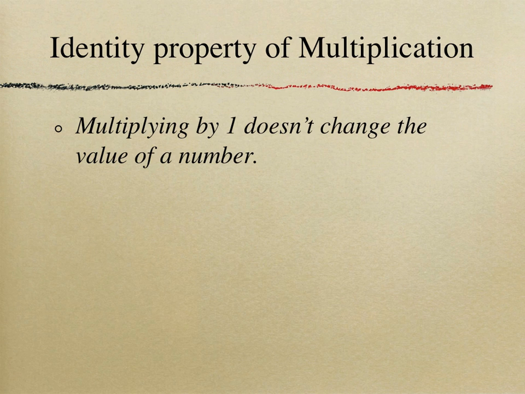Next, we have the identity property of multiplication. Remember, with addition, the identity property said that when you add 0 to a number, you don't change its value. Well, with multiplication, how do we not change the value of a number? We multiply it by 1. So multiplying a number by 1 doesn't change its value. 5 times 1 is still 5. Any number a times 1 is still a, no matter what a is.